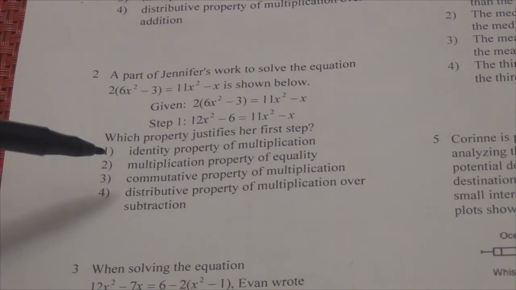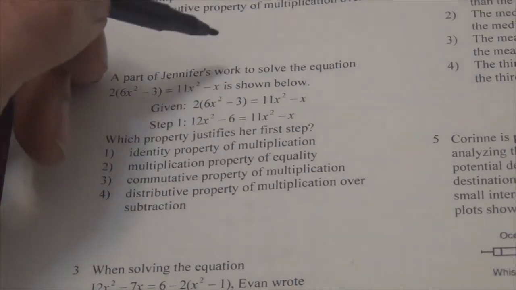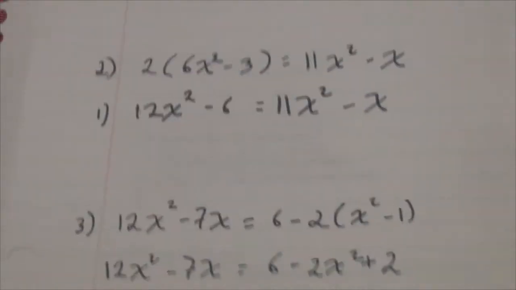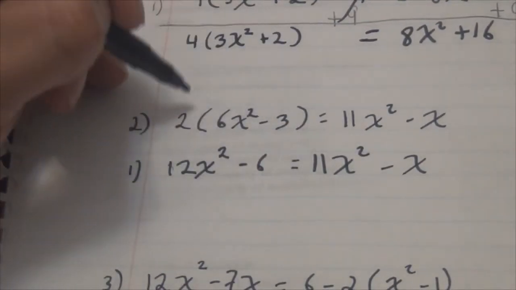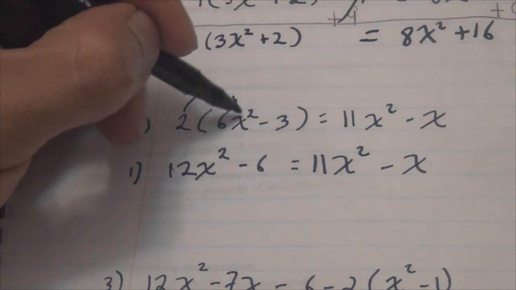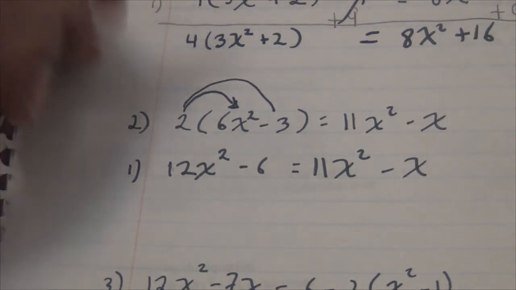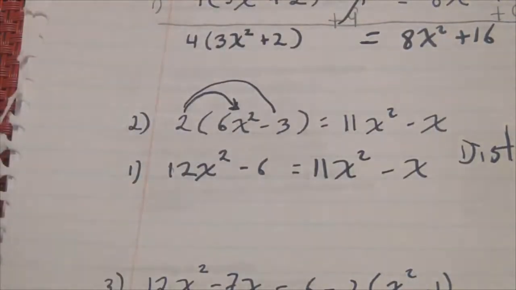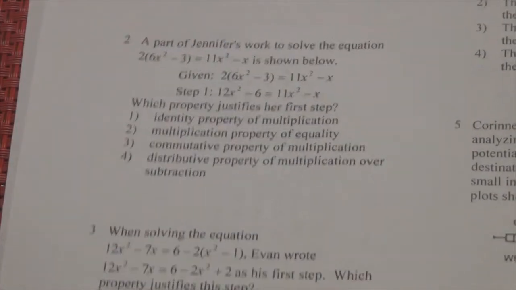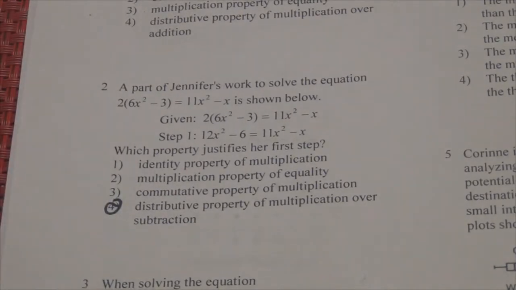Identity property of multiplication, no. Multiplication property of equality, commutative property of multiplication, distributive property of multiplication over addition. Well, let's see what just happened. If I was to use this property, 2 times 6 is 12x squared, 2 times negative 3 is negative 6. Oh, I know what happened. The distributive property was used. So my answer would be choice number 4. Don't worry, you're going to get a handout like this.